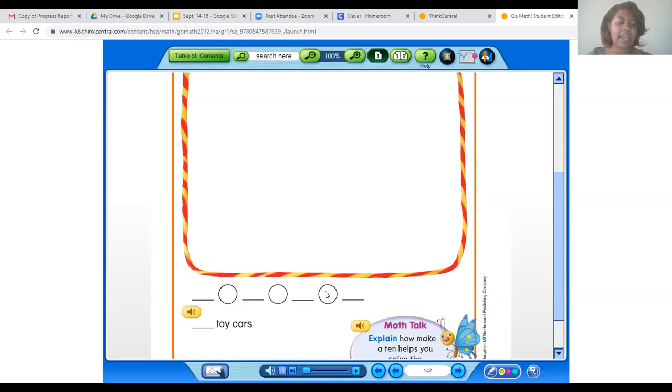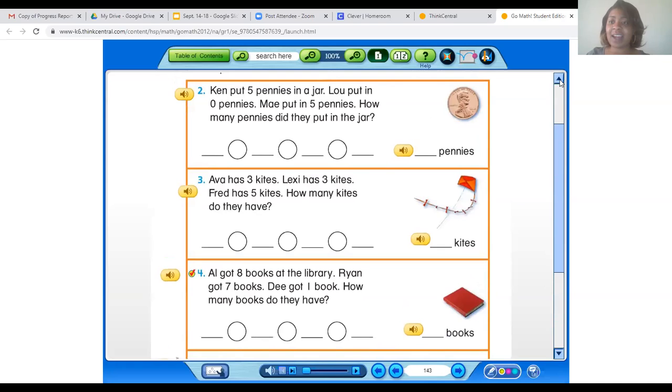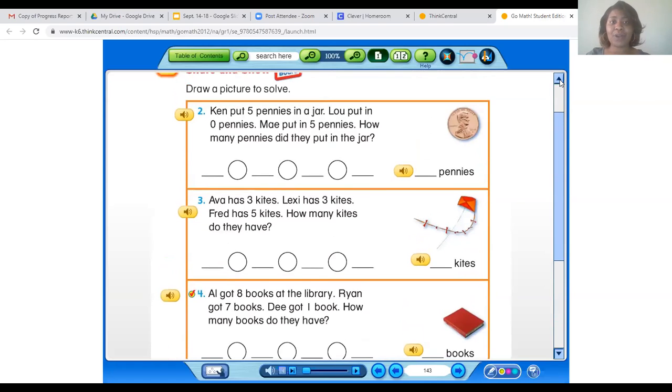All right. So let's turn the page to 143. Let's work on that page. All right. So we'll do a couple of these together. And I know you guys are so smart. You guys can do this on your own.